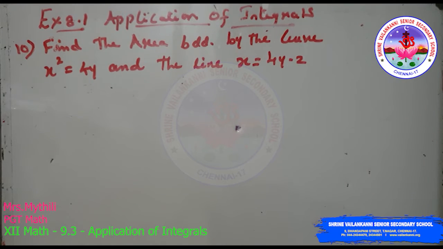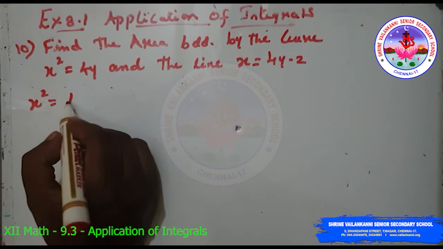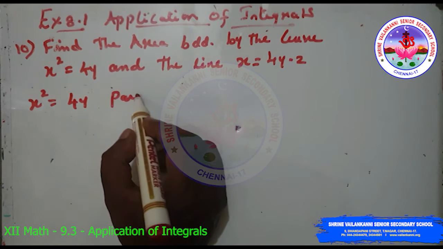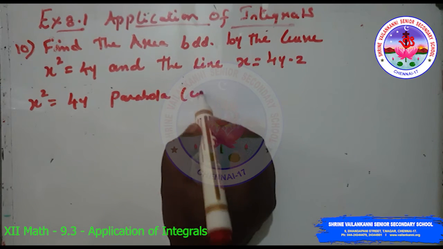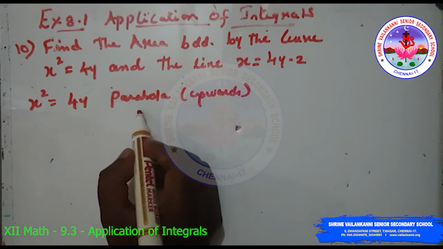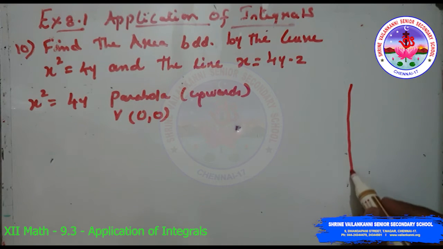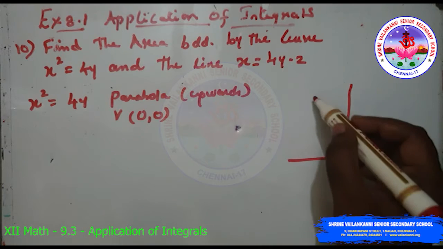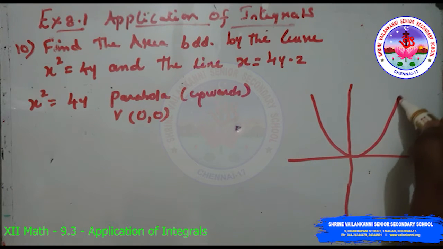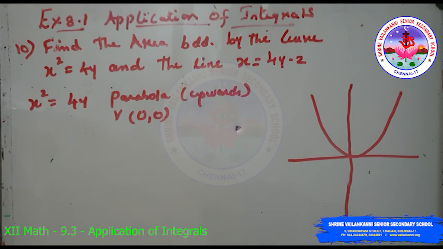10th one, find the area bounded by the curve x square equal to 4y and the line x equal to 4y minus 2. So x square equal to 4y represents a parabola open upwards and the vertex is at 0, 0. And the line x equal to 4y minus 2.